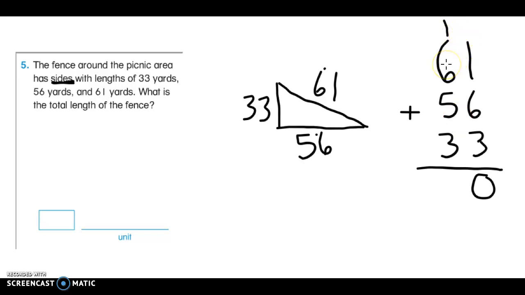1 plus 6 is 7. 7 plus 5 is 12. 12 plus 3 is 15. So there's my answer, 150 yards.